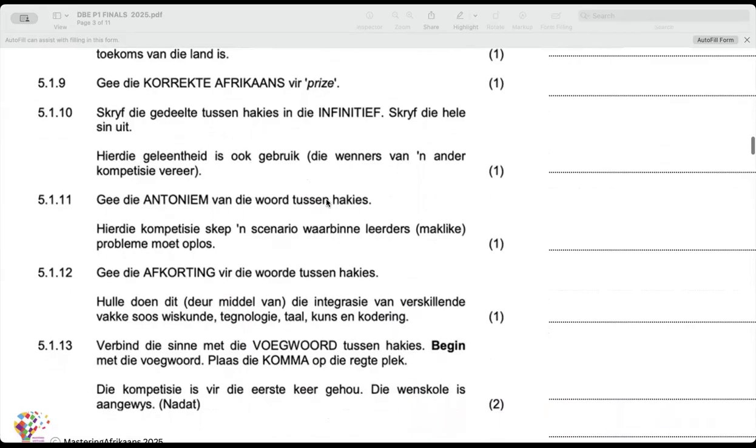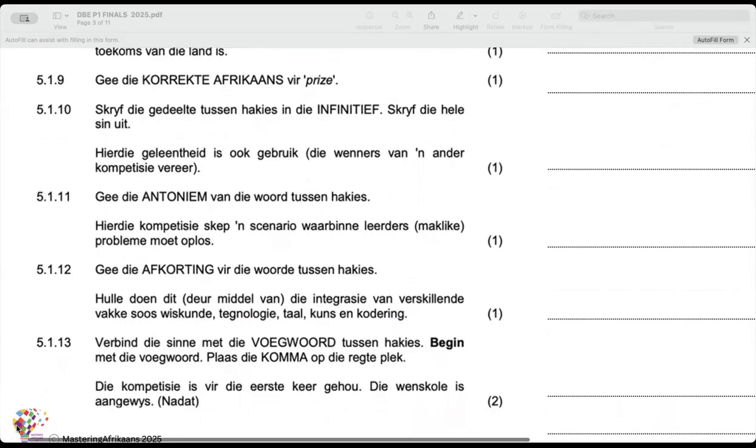The infinitive. So a lot of people struggle. They don't know what to do with the infinitive. So the main thing you need to remember, the infinitive is te, followed by a verb. That's the main thing you need to know.